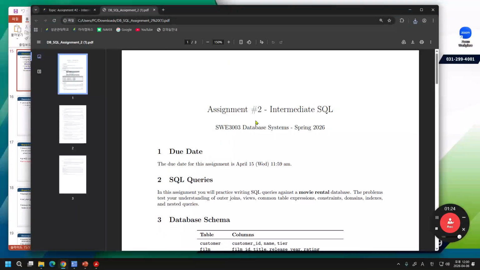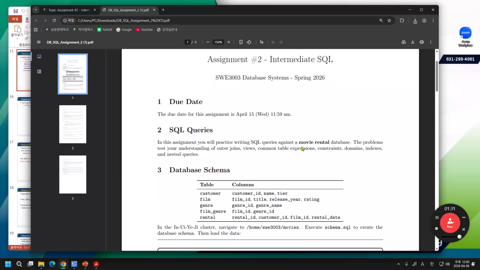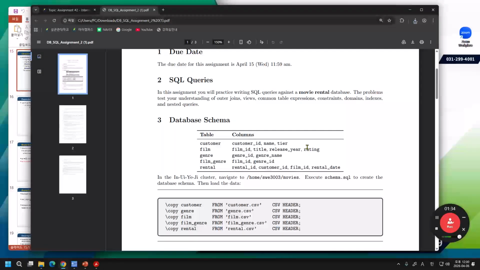Okay, so as you have noticed, I uploaded the second project in iCampus. For this second project, we are not going to use the university database schema. Instead, you need to go to this directory, home SW3003 movies. Inside this directory, you can find schema.sql. If you run that schema.sql, it will create these tables with these columns.